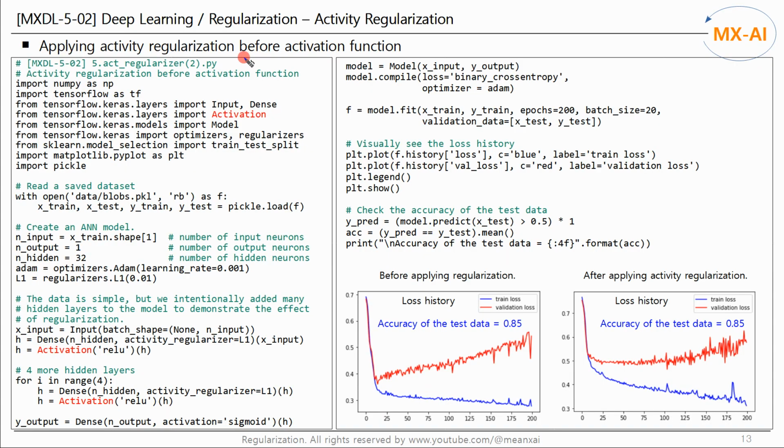In the previous example, we applied activity regularization to the outputs of the activation function of the hidden layer. This time, let's apply activity regularization to the outputs before applying the activation function and check the results. Import the Keras activation class for the activation function. Apply the activity regularizer to dense without using the activation argument. This applies the regularization to the outputs before the activation function is applied. Then apply the activation function in this way.